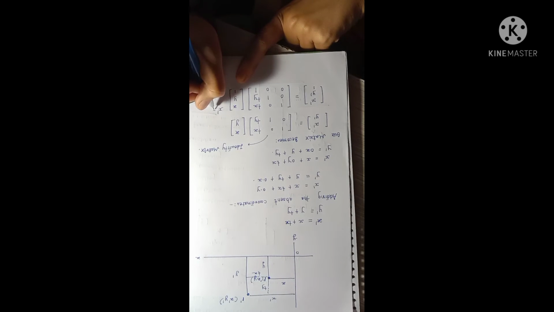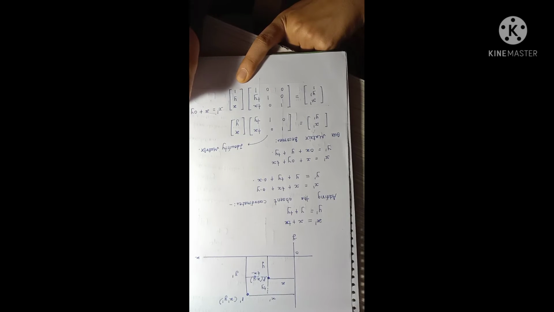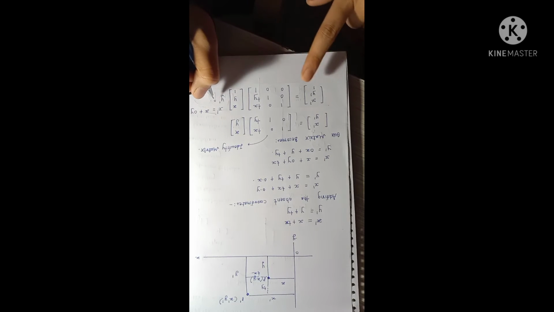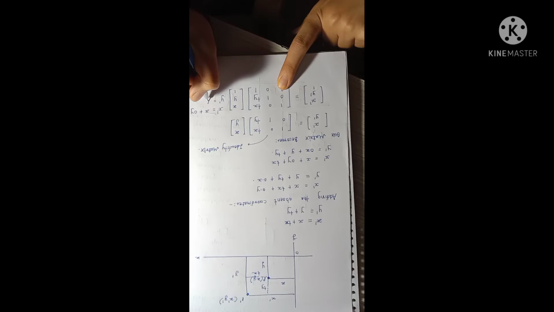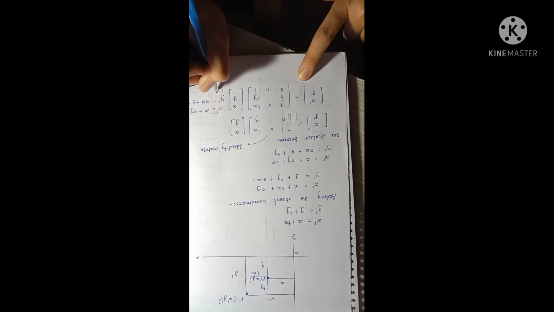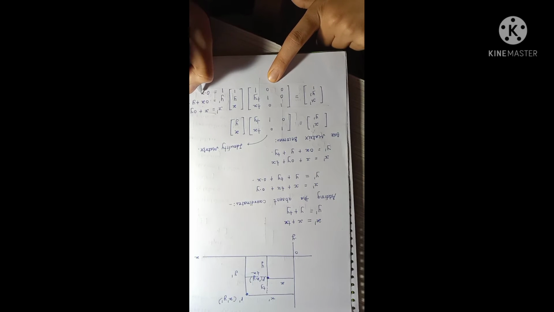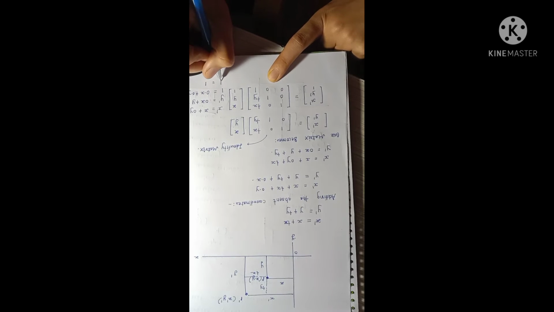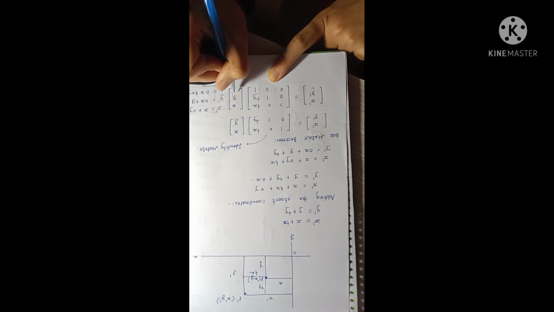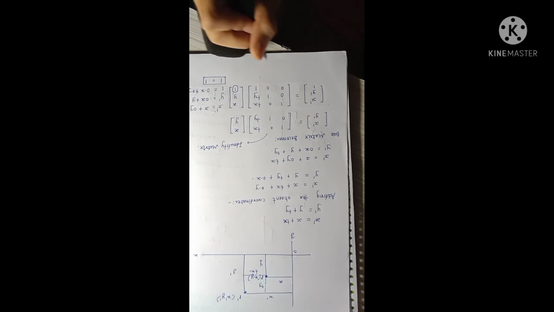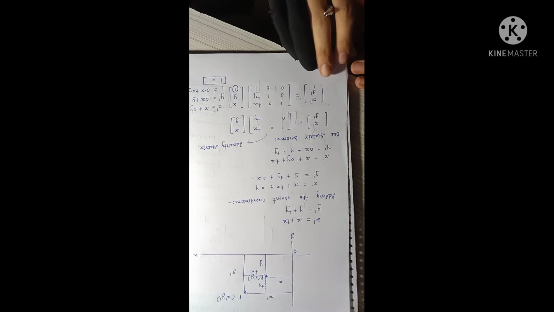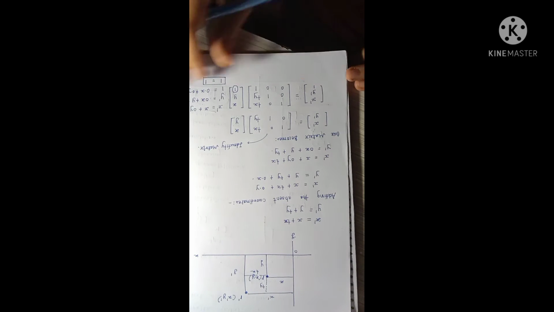See, x dash is x plus 0y plus tx. Y dash is equal to 0x plus y plus ty. And 1 is equal to 0 into x plus 0 into y plus 1 into 1, which is equal to 1. So we added 1 here, not 0, and this is converted into an identity matrix. So this is the theoretical part.